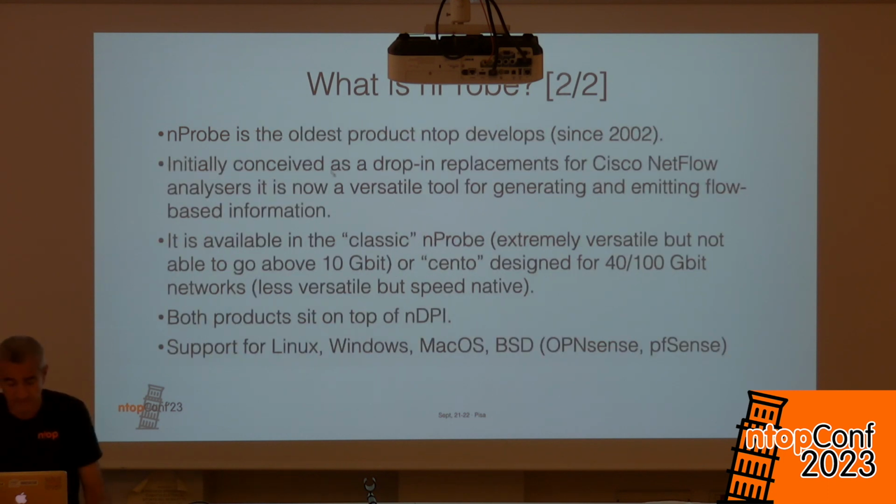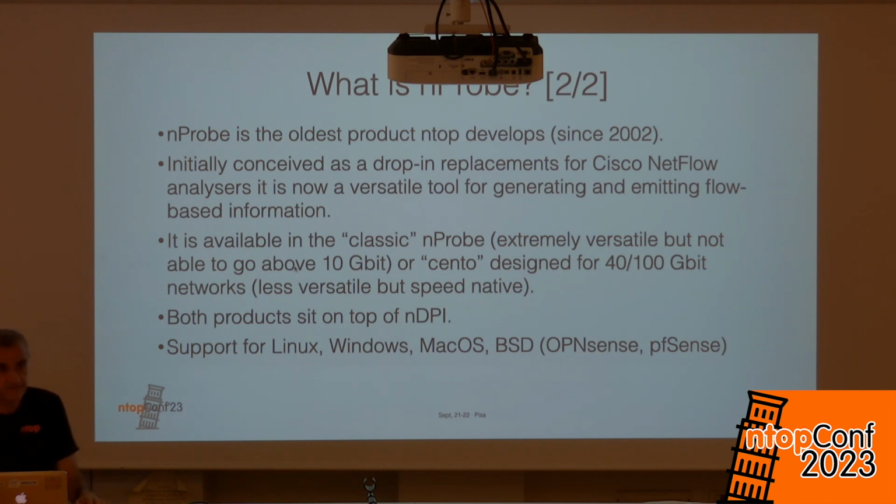It's one of the oldest tools, as I said. It was initially considered as a drop-in replacement, but over the years, we have two versions. The first one is what we call mprobe, just it. We call it the classic mprobe because this version is the one that was created 20 years ago and that is able to operate up to 10 gigabit. Why that?